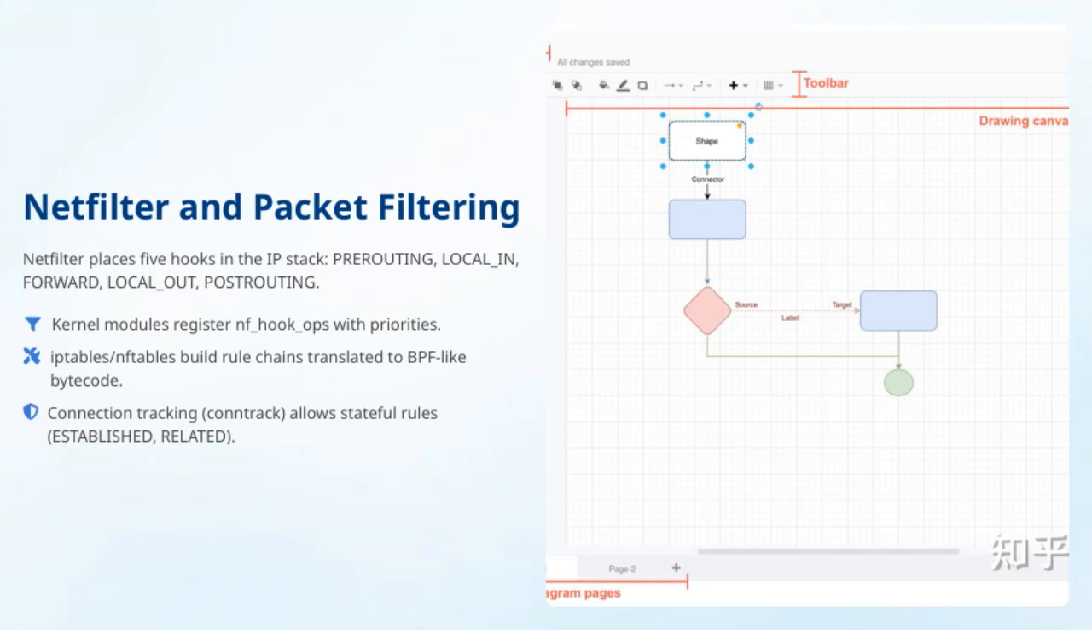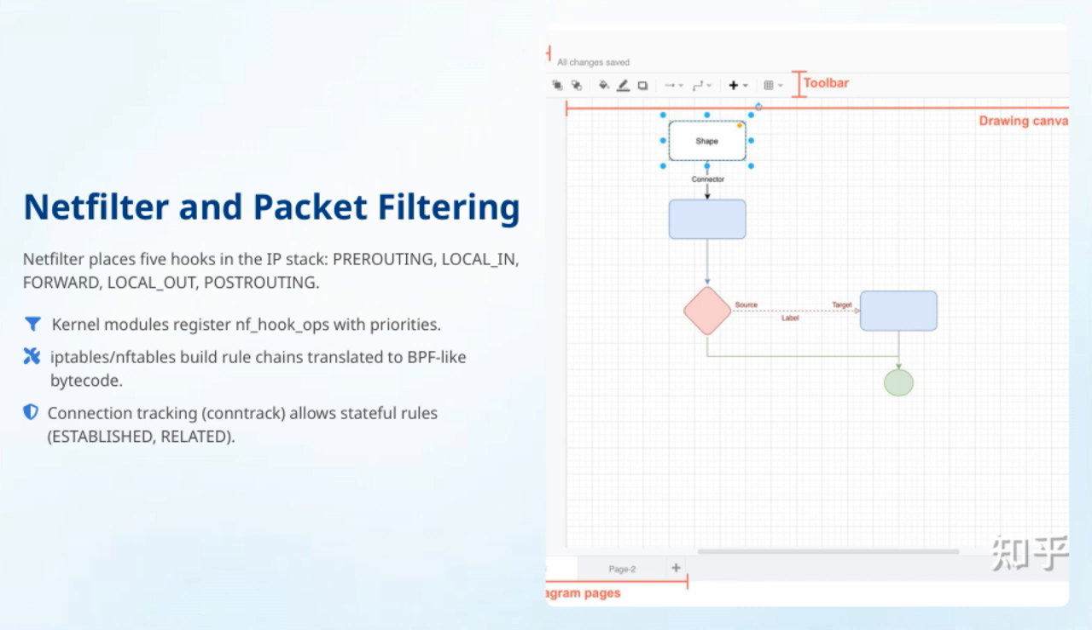Let's take a closer look at how connection tracking, or conntrack, enhances packet filtering. It allows us to implement stateful rules, meaning we can recognize and handle packets based on their connection state, such as established or related. This makes our filtering much smarter and more dynamic.